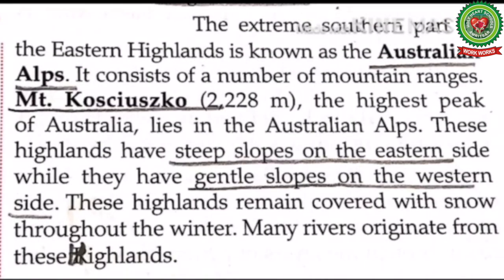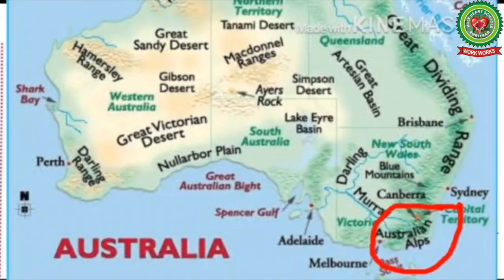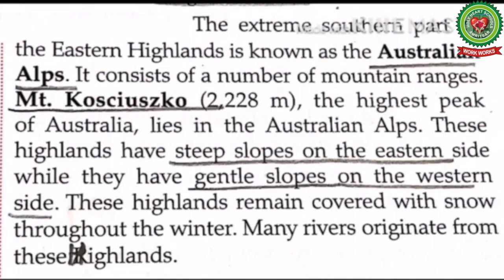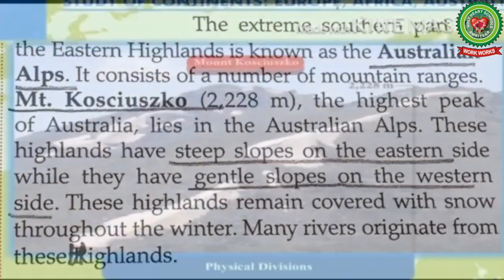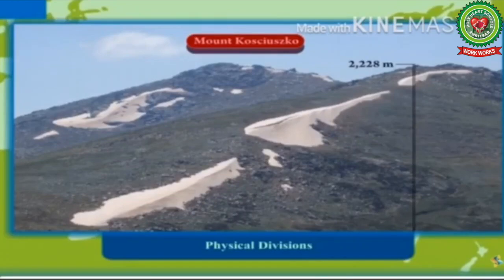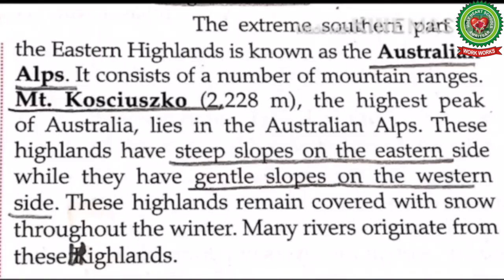The extreme southern part of the eastern highlands is known as the Australian Alps. It consists of a number of mountain ranges. Mount Kosciuszko is the highest peak of Australia that lies in the Australian Alps. These highlands have steep slopes on the eastern side, while they have gentle slopes on the western side.